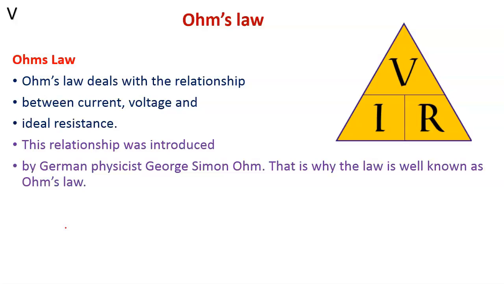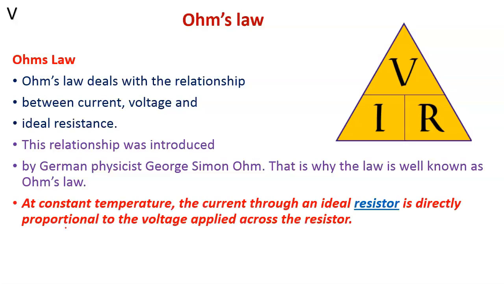This relationship was introduced by a German physicist, George Ohm, and that is why it is known in the literature as Ohm's law. At constant temperature, I am going to define Ohm's law. At constant temperature, the current through an ideal resistor is directly proportional to the voltage applied across the resistor. So here I is directly proportional to V.